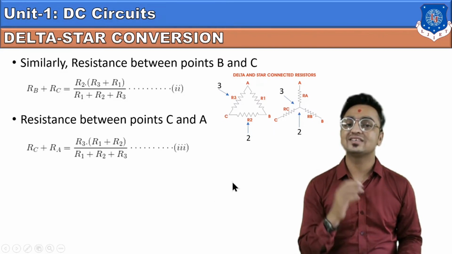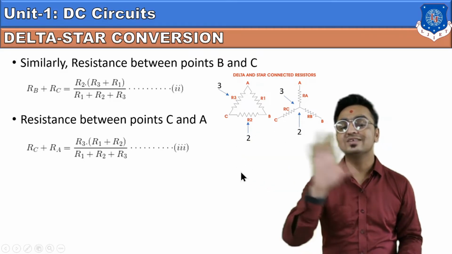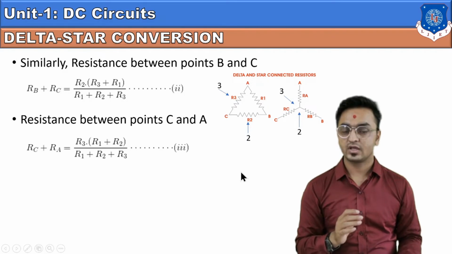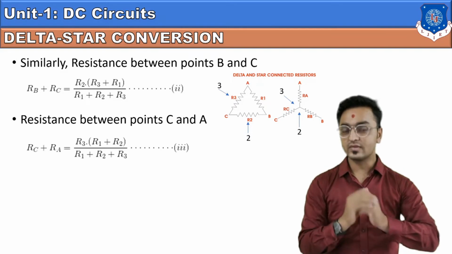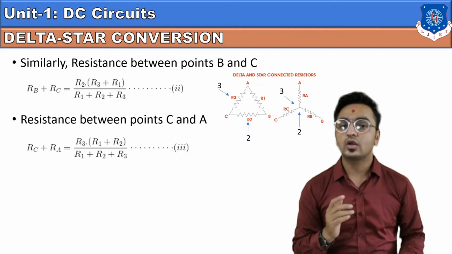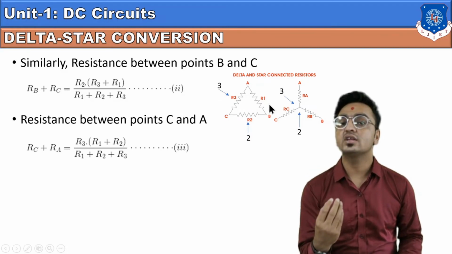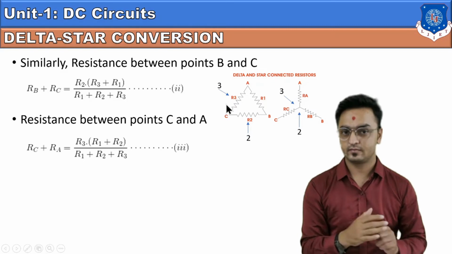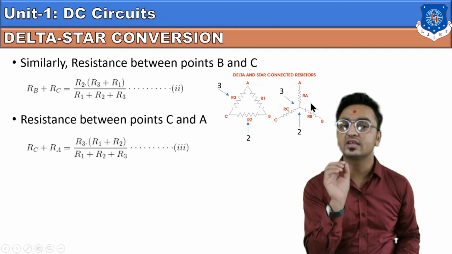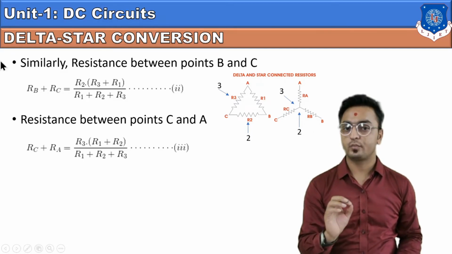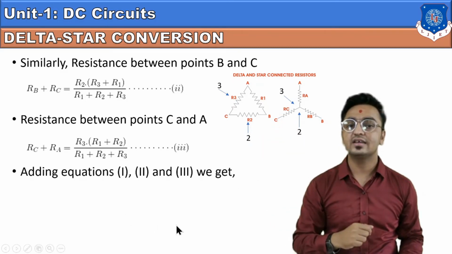So now we have three equations which must be fulfilled for these to be equivalent circuits. And now we are going to convert the delta connection into the star connection. That means we are assuming that we have the values of R1, R2 and R3, and we want to convert them into star, that means find the values of RA, RB and RC. Based on these three conditions, we will derive RA, RB and RC. So let's start the derivation over here.